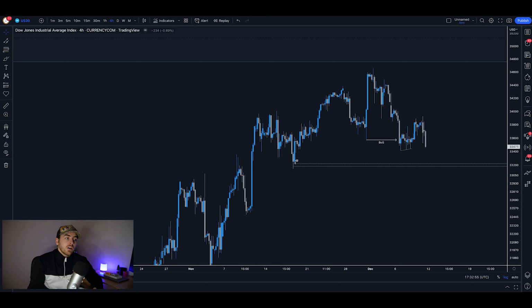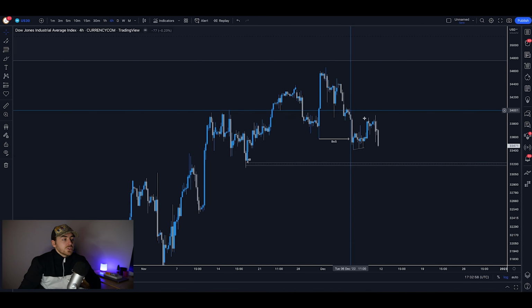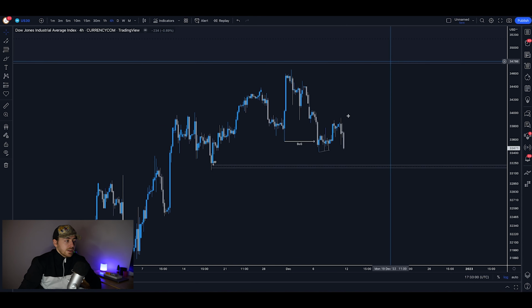Okay, so we are now back on the US30, and I've marked out some points of analysis. So let me break this down. Now, first of all, you can see the break of structure. This is where the previous higher low in this bullish trend, the final higher low in the bullish trend, has broken. So then we have this new lower low area here.